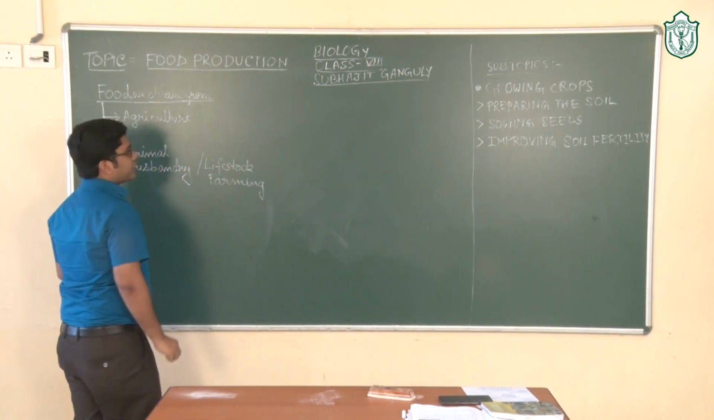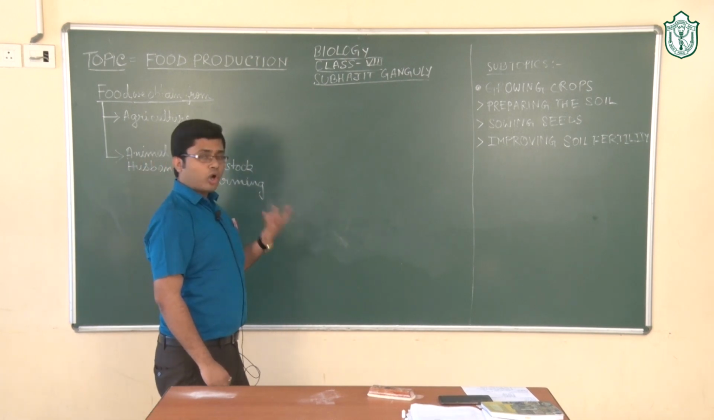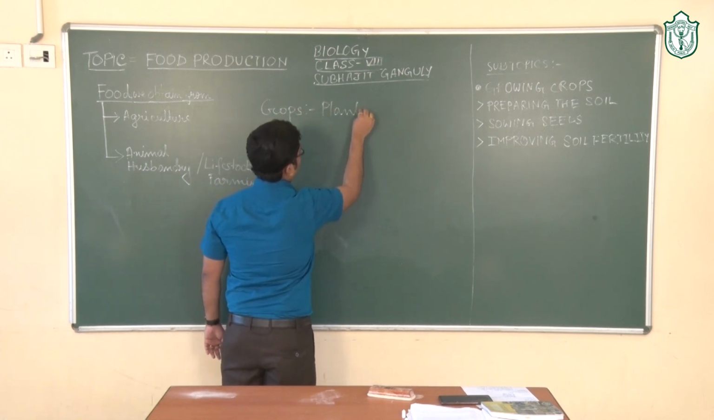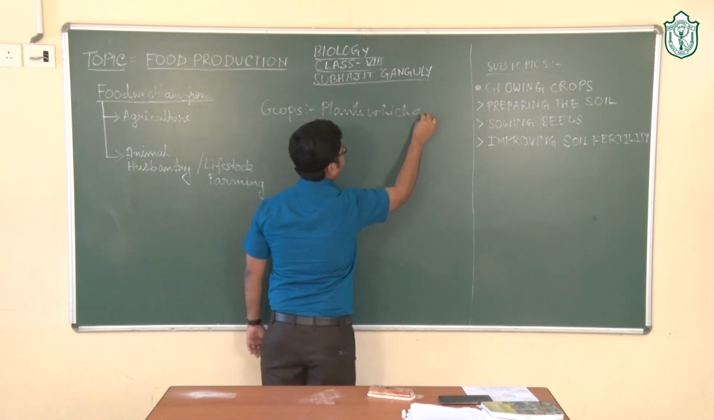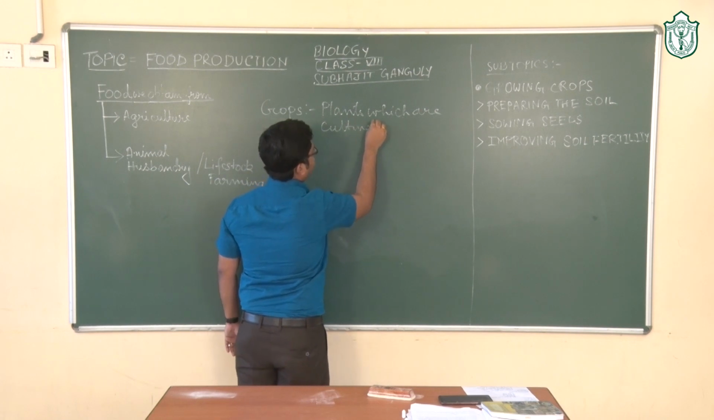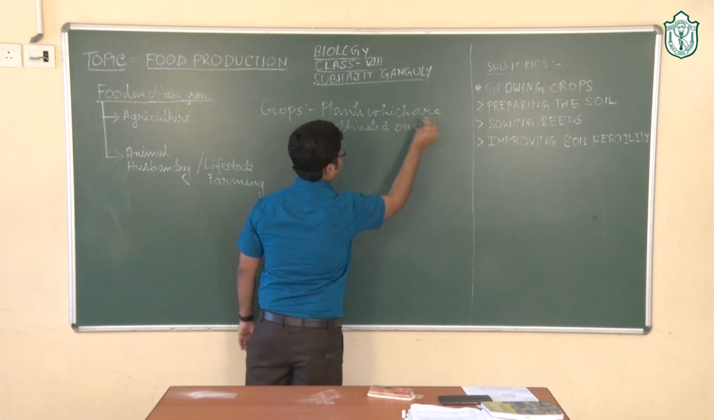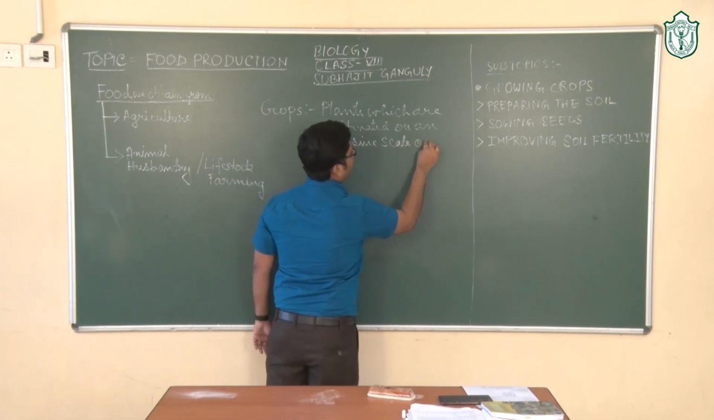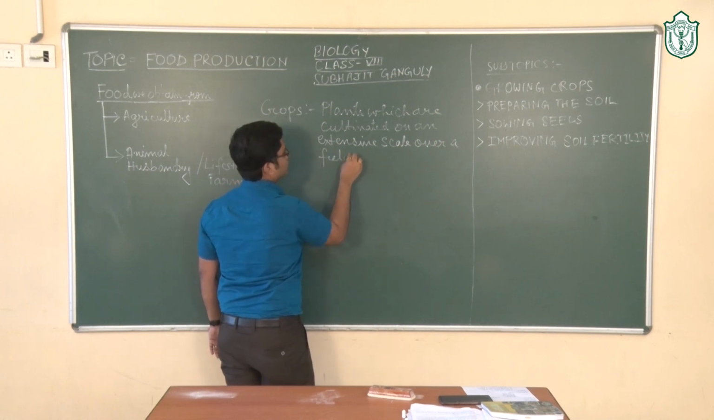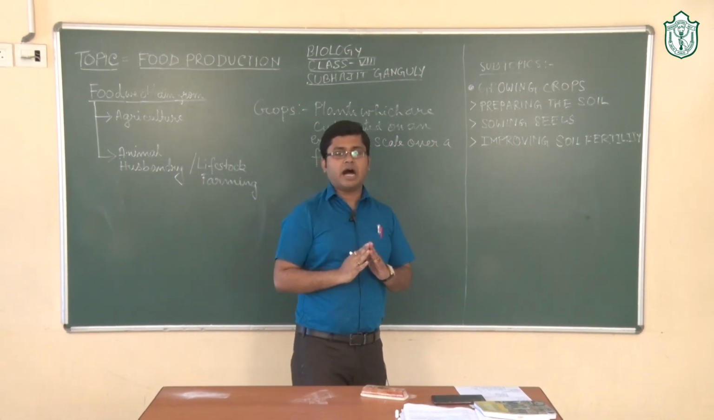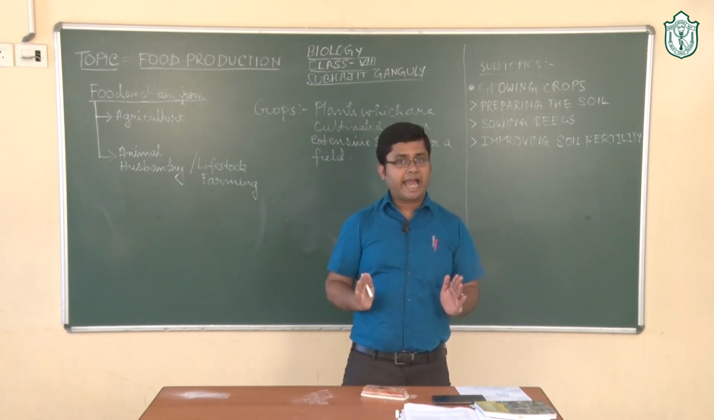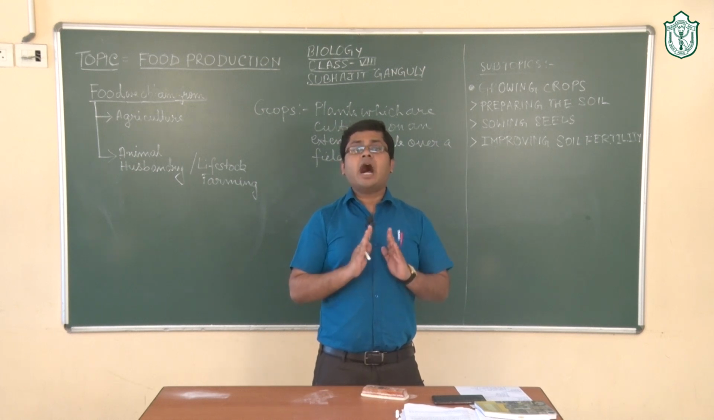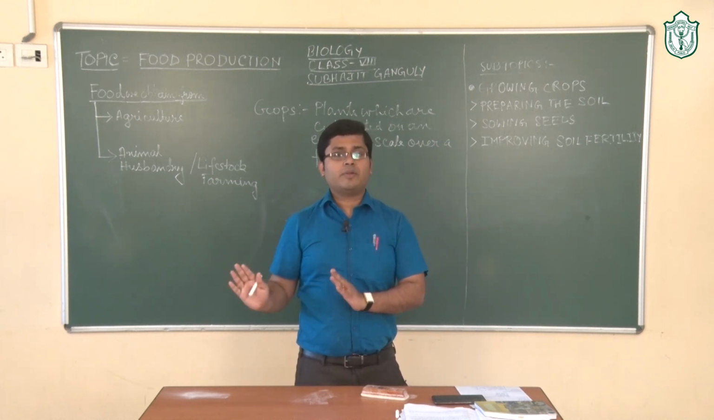Plant-based foods are also known as crops, although crops can also be defined as plants which are cultivated on an extensive scale over a field. So what we have learned is that crops are the large cultivation of plants, done in a scientific way. Now, not all crops are for food purposes.